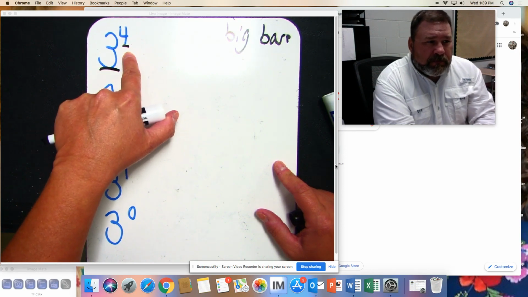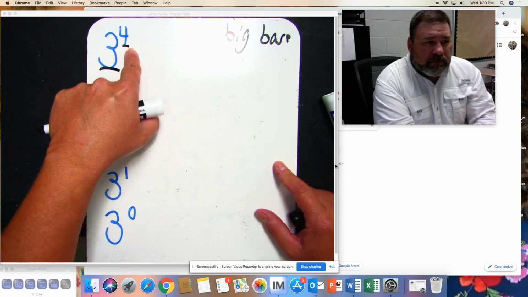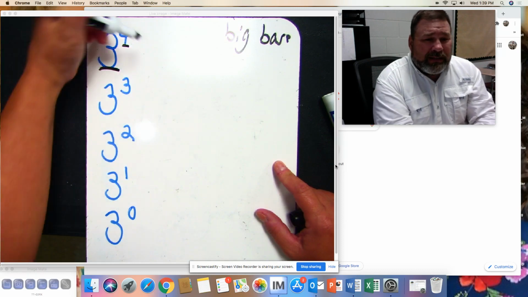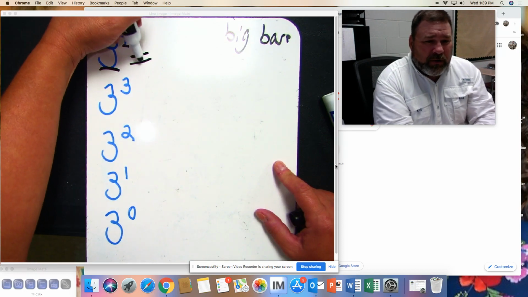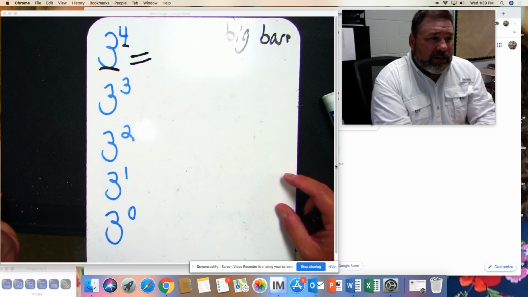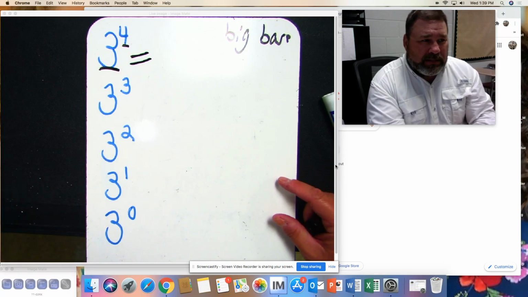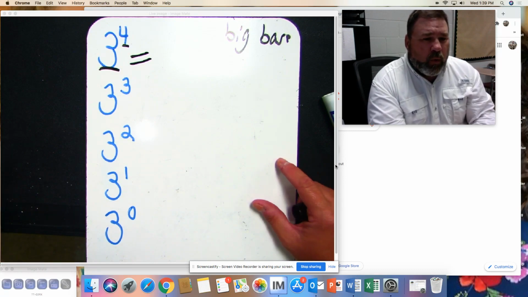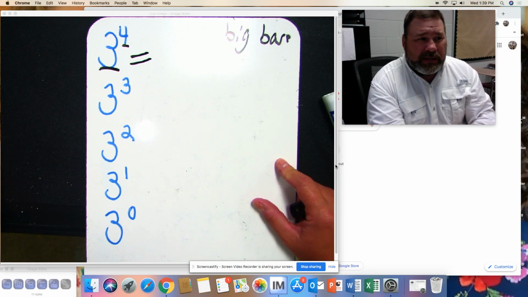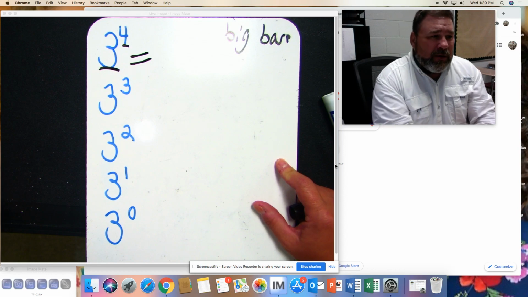So basically, what do you think the exponent is telling you? A lot of times students think that it's going to be 4 times 3. And so we're not multiplying the base number times the exponent. What the exponent is telling you is how many times to multiply the base number times itself. Isn't that what you're saying?